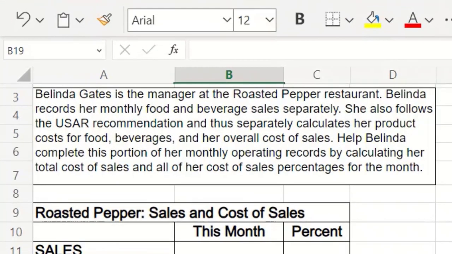Belinda Gates is the manager of the Roasted Pepper restaurant. Belinda records her monthly food and beverage sales separately. She follows her USAR recommendations and thus separately calculates her product cost for food, beverage, and her overall cost of sales. Let's help Belinda complete this portion of her monthly operating records by calculating her total cost of sales and all of her cost of sales percentages for the month.